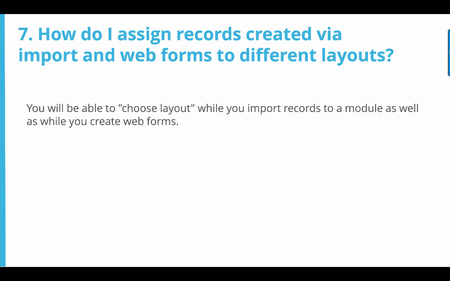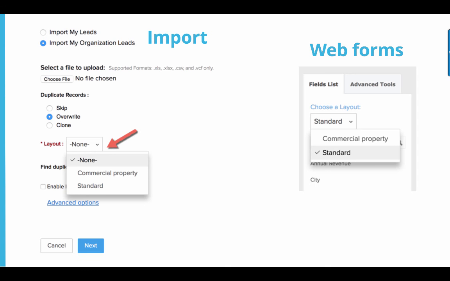The next question is, how do I assign records created via import and web forms to different layouts? You will be able to choose layout while you import records to a module as well as when you create web forms. When you import records, simply choose the layout field when you're prompted to. And similarly, when you create web forms, first choose the layout for which the form needs to be created and then generate the form.